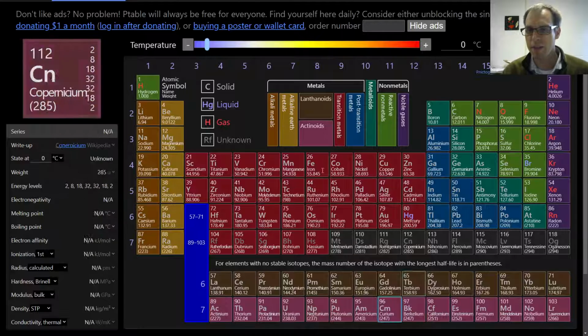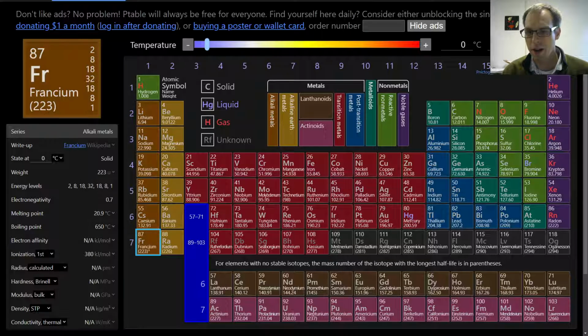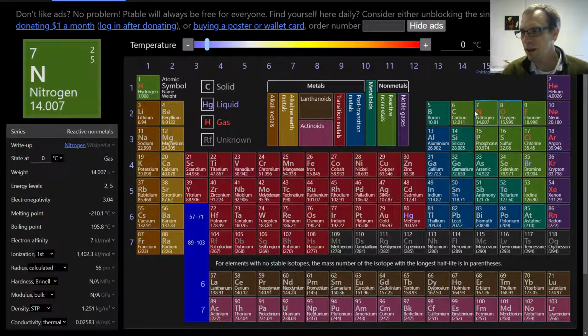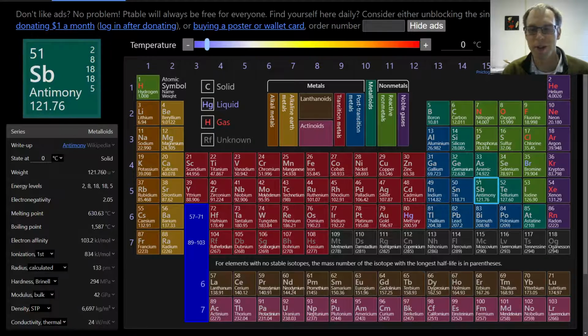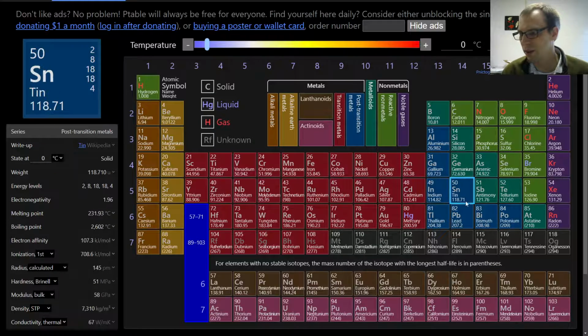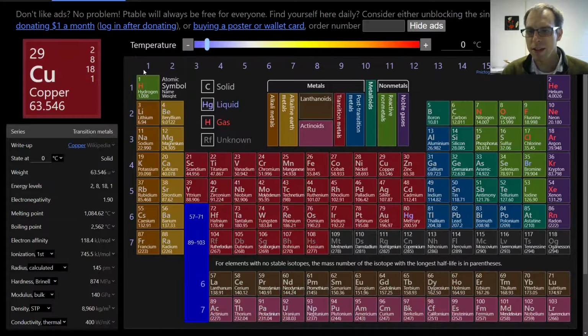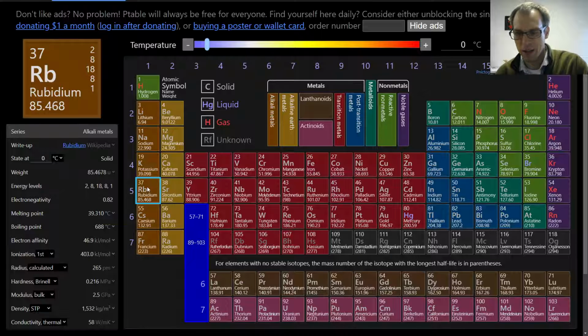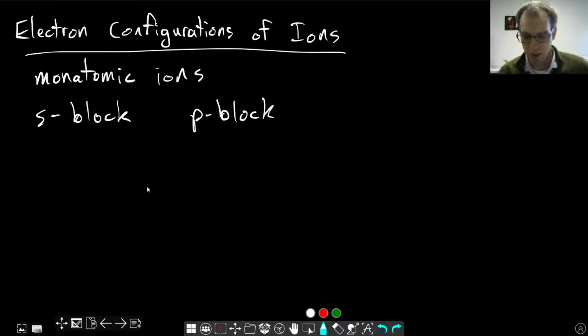So S block, again, that means our alkali metals and our alkaline earth metals. And our P block meaning our elements over here. And primarily we're going to look up in this corner of the periodic table, not so much at our metalloids and metals that are down over here. So let's look at the S block. Let's think about the electron configurations here of the neutral atoms. So again, our S block, these are our alkali metals and alkaline earth metals.